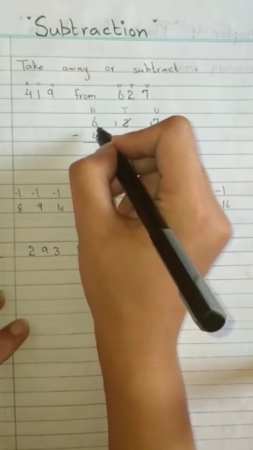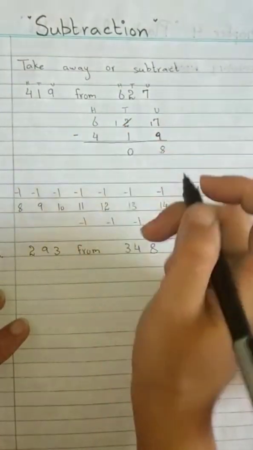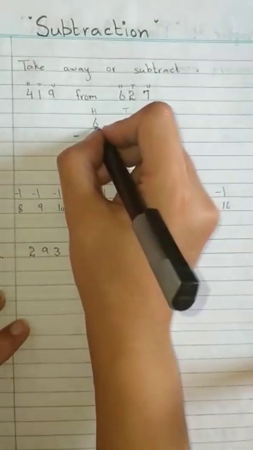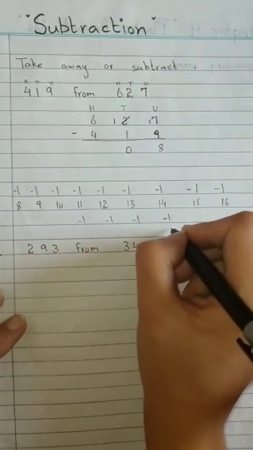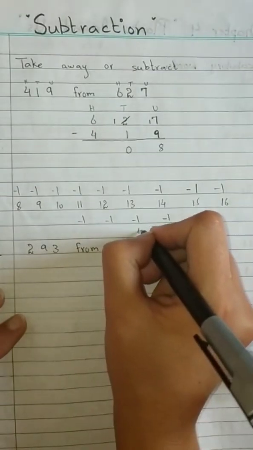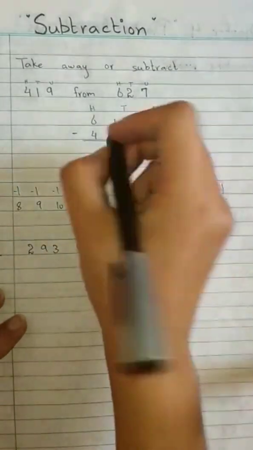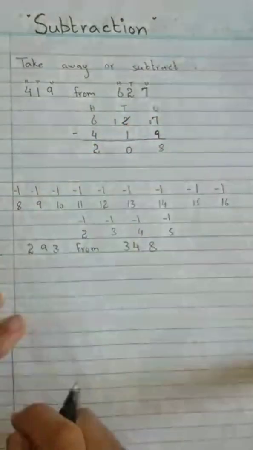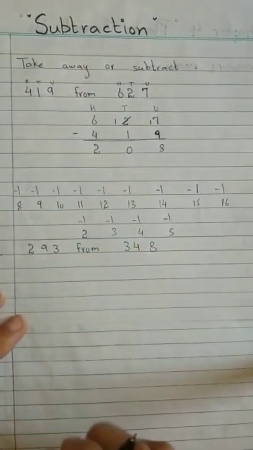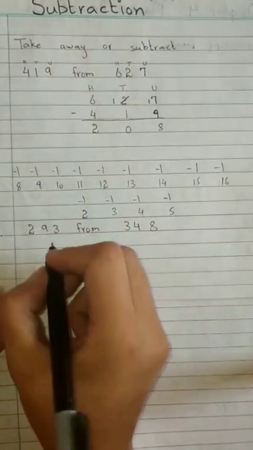Now what we will do? We will count the backward counting from 6. 6, 5, 4, 3, 2. What is the answer? 2. So we'll write 2 over here. Now understand? Now you can see they have one more question.